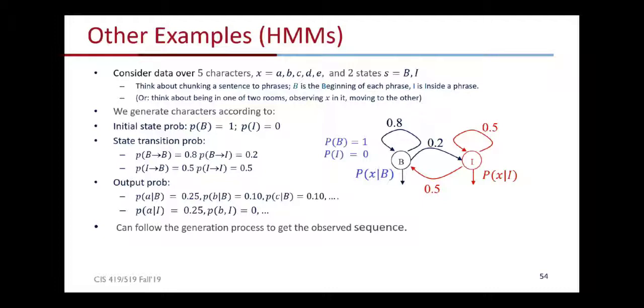And the output probabilities. What words am I producing in each state? Given that I say that I have 5 characters, it could be 5 probabilities, P of A when I'm in B, P of B, P of C up to P of E when I'm in B, and the same thing when I'm in I. So essentially, you think about this generation process, right? It's a sequential process where you start in a state, you produce something, you move to another state, you produce something, and so on.